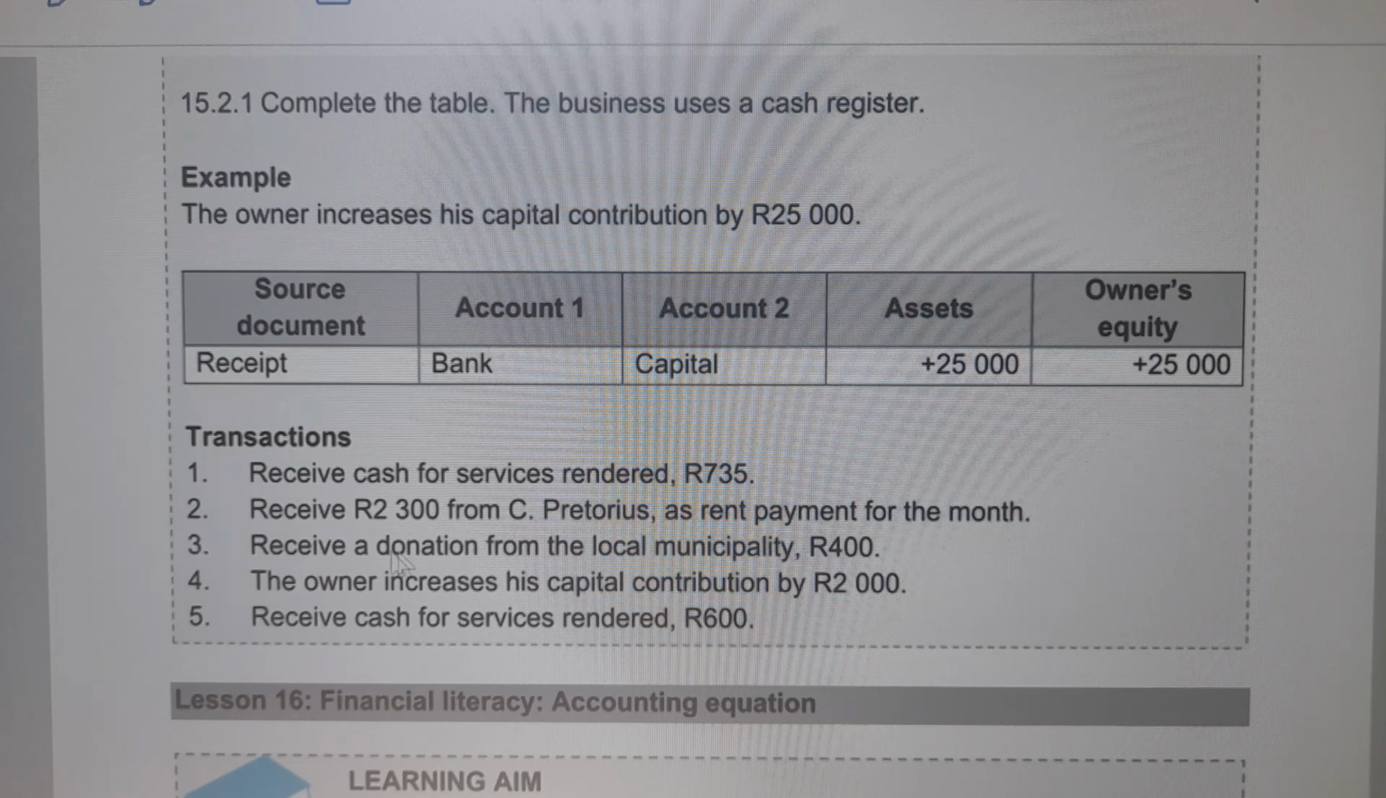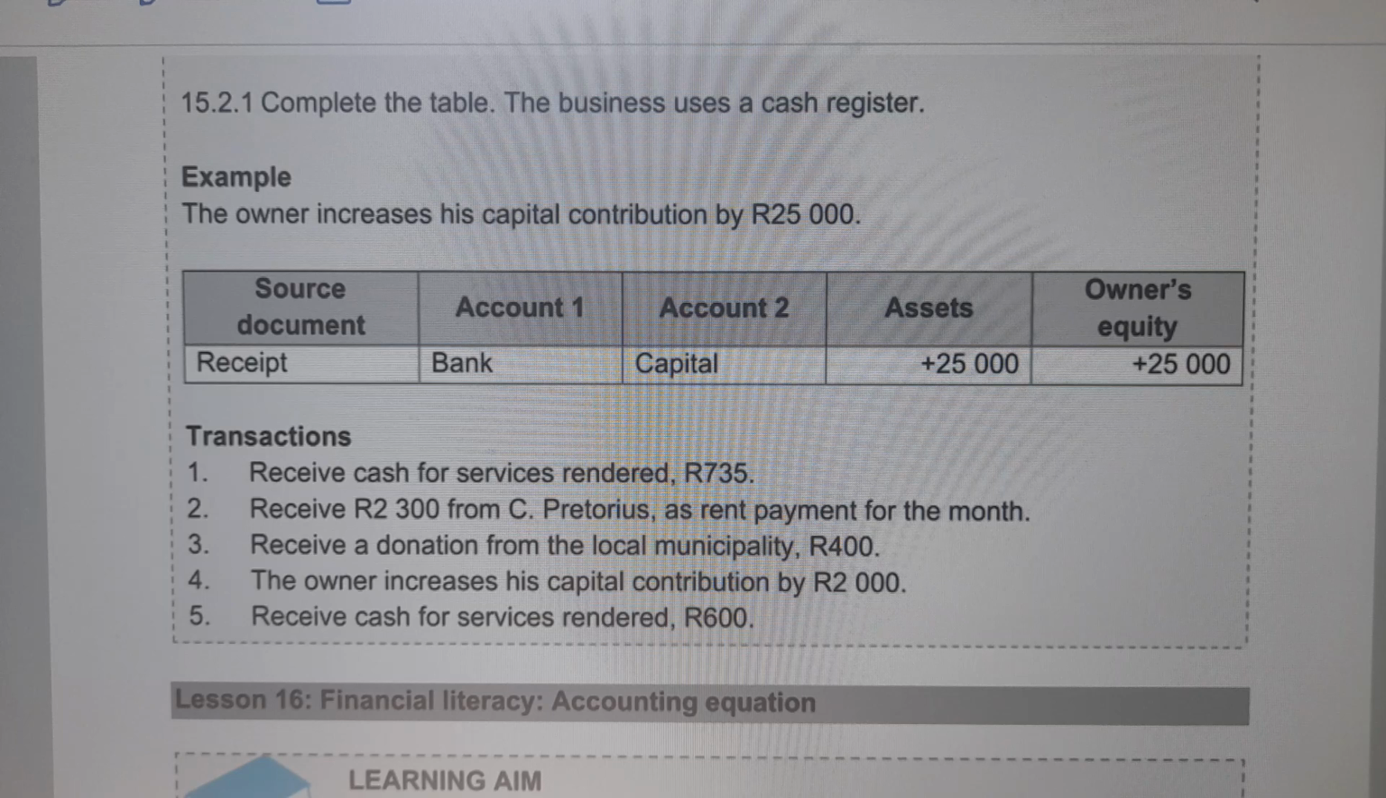So you can finish this exercise in your book. You complete transaction number 3, transaction number 4, and transaction number 5. Okay, so you need to draw this table yourself with all these headings. And you do transaction number 1 up to number 5. I've already assisted you with transaction 1 and 2. You will do transaction 3, 4, and 5 on your own. Okay, all the best.